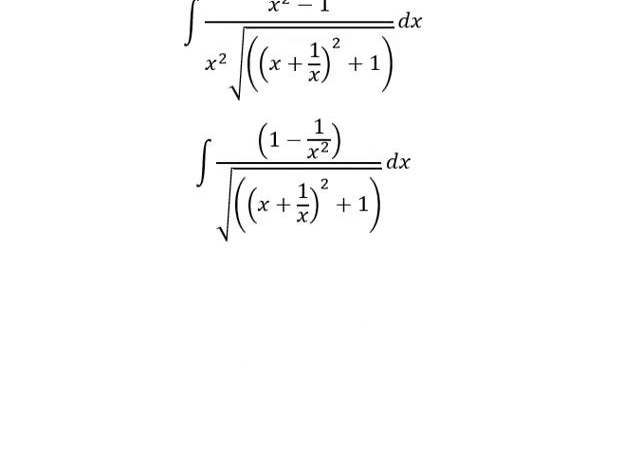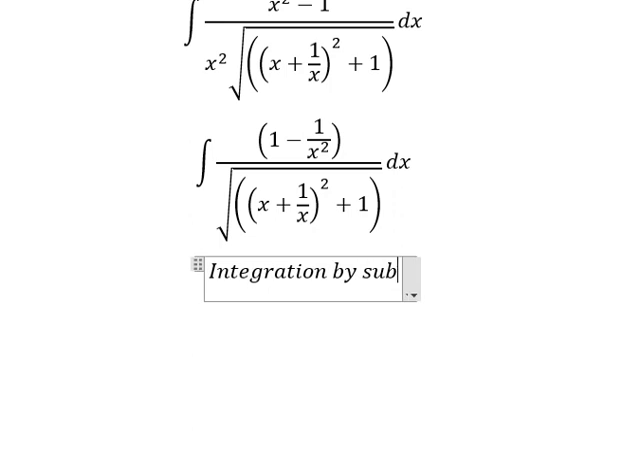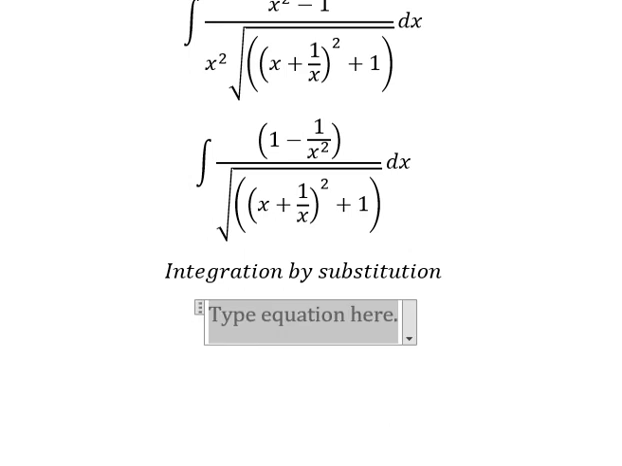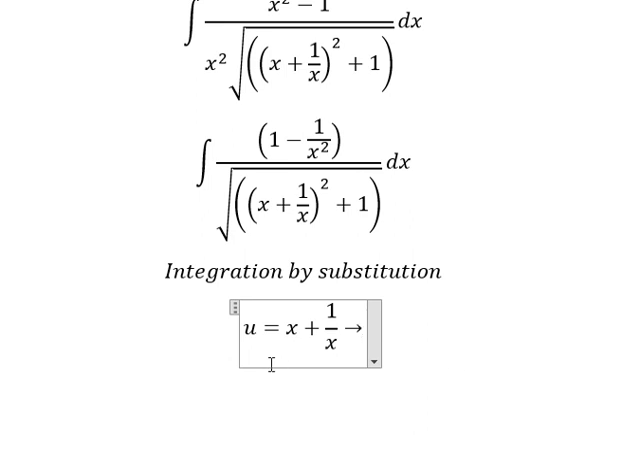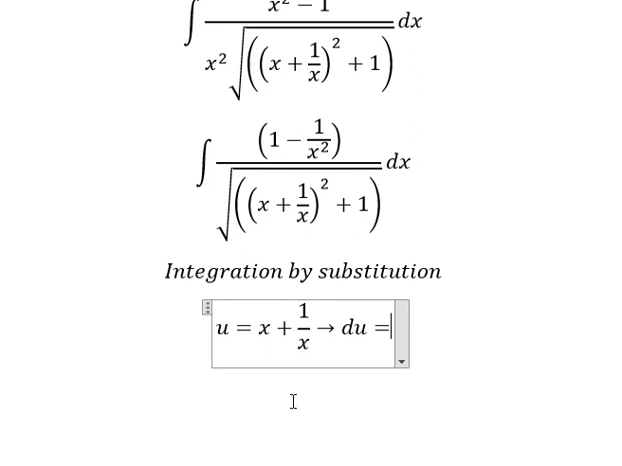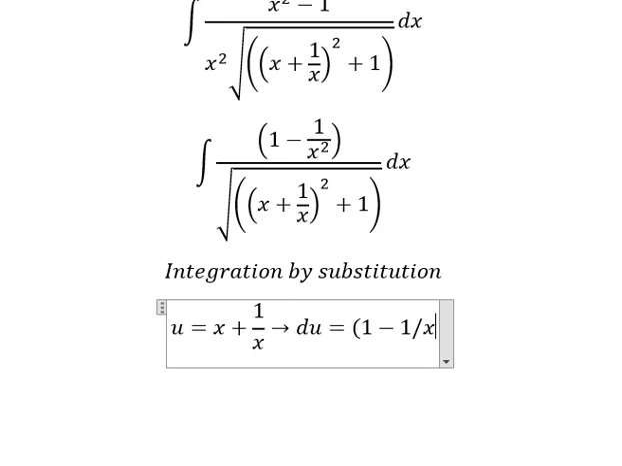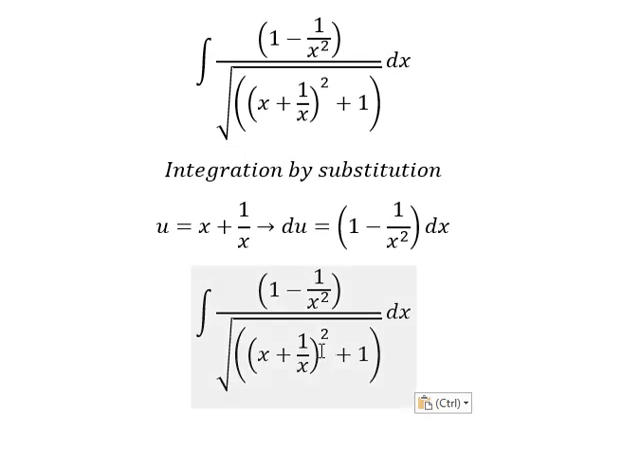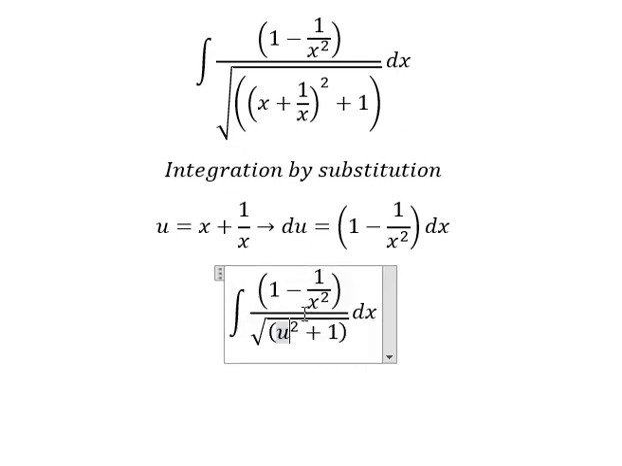Now we can use integration by substitution. So I will put u equals s plus 1 over s. After that, we need to first take the derivative of both sides, and we have it like this. So this one we change for u, this one we change for du.